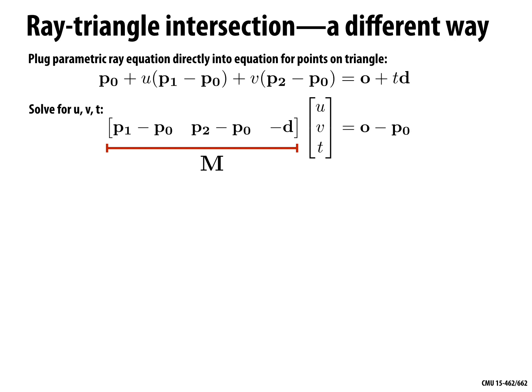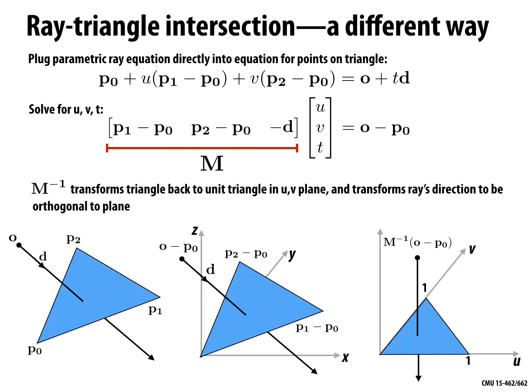It also has a really nice geometric interpretation, which is that if we think about applying this matrix to the vertices of the triangle, it's really transforming it back into this standard triangle. If we think about applying this matrix to the ray, it's transforming it into a ray that's orthogonal to the plane of this standard triangle. So another way of saying this is we're reducing our ray triangle intersection problem into a much simpler problem of seeing where it hits this UV plane. Okay? So hopefully that's a good refresher of just the idea of intersecting a ray with a triangle.